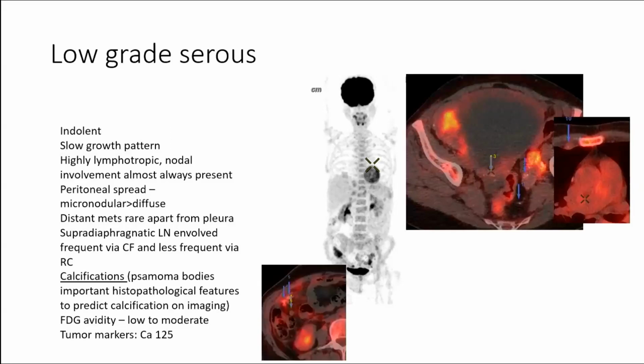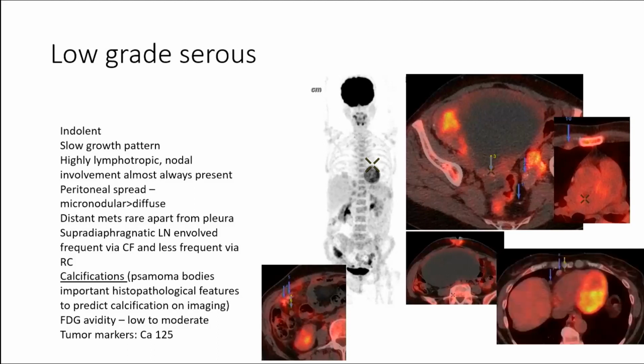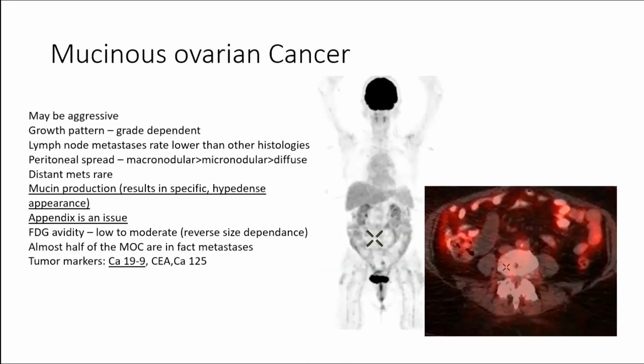So huge tumor, peritoneal spread, Mary Joseph sign, umbilical metastasis in the same patient, cardiophrenic. Mucinous ovarian cancer is very different to diagnose and to treat. What's specific here is the mucin production, which results in a specific hypodense appearance of the lesions. Please take care of the appendix. Actually, part of the mucinous tumors of the ovary are metastases from the gastrointestinal tract and mostly from the appendix, like here. This is how a mucinous tumor looks.